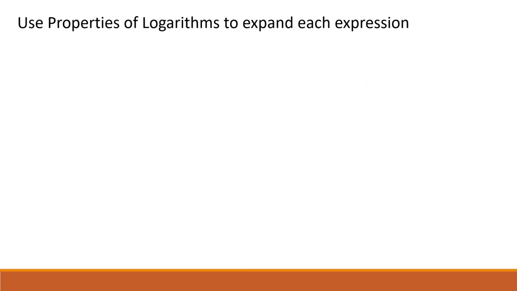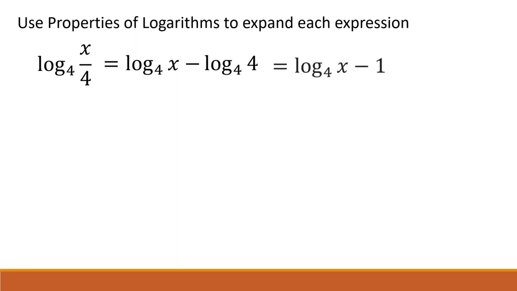Now we'd like to use the properties of logarithms to expand each expression. In a way, we're using those properties in the reverse direction that we just did for the last problems. Log base 4 of x over 4 is a log of a quotient, so we can rewrite that as the difference of two logs. There's nothing more we can do with the first term, but the second term, that log base 4 of 4, is equal to 1. And that leads us to our final answer, log base 4 of x minus 1. Notice that we're not taking the log of the 1, it's a separate term.